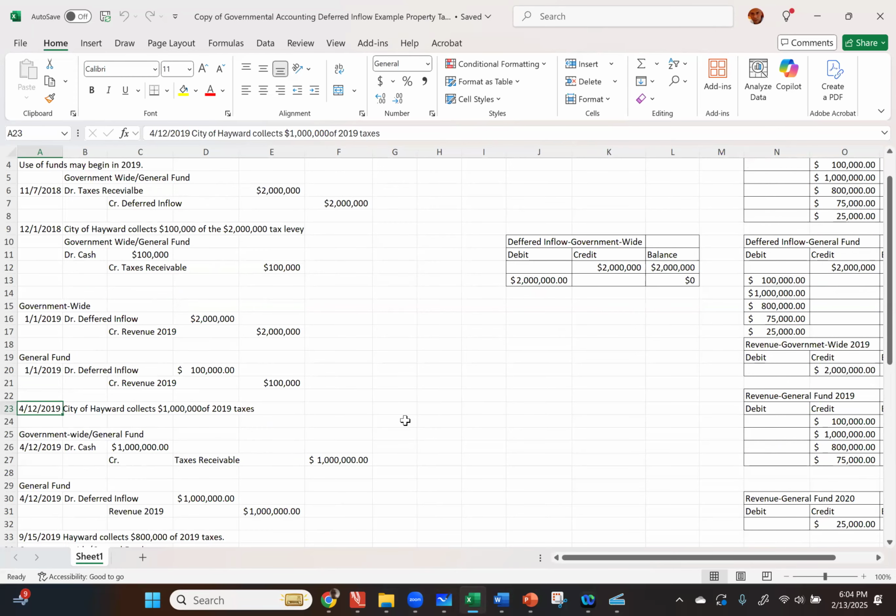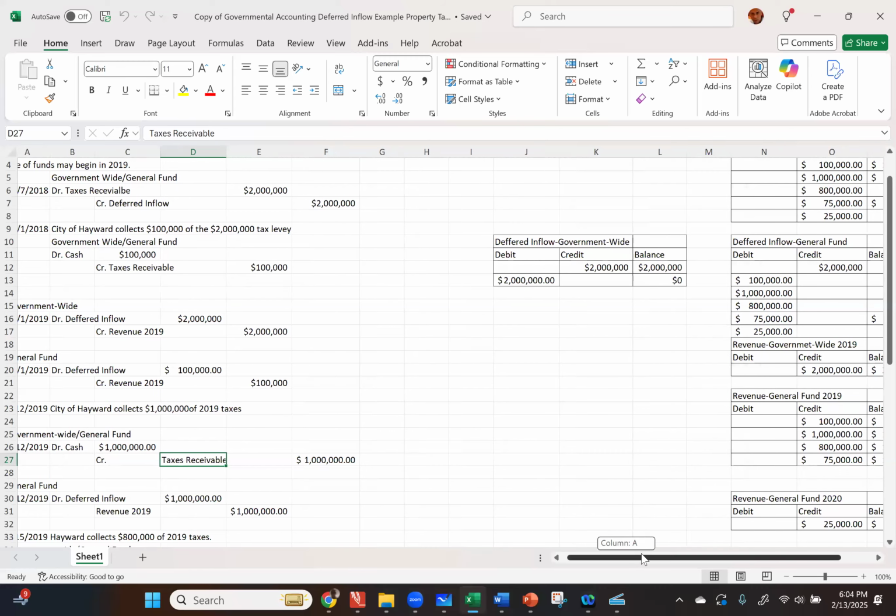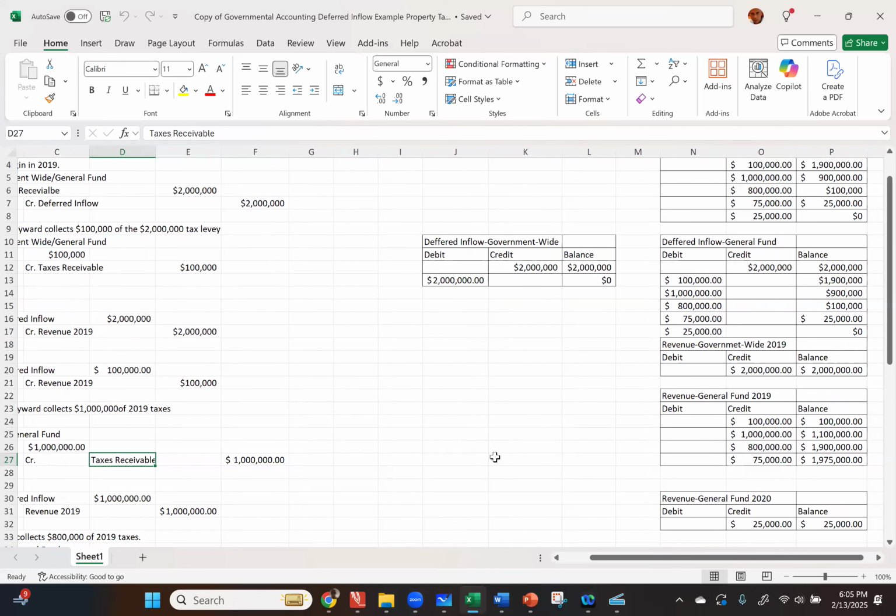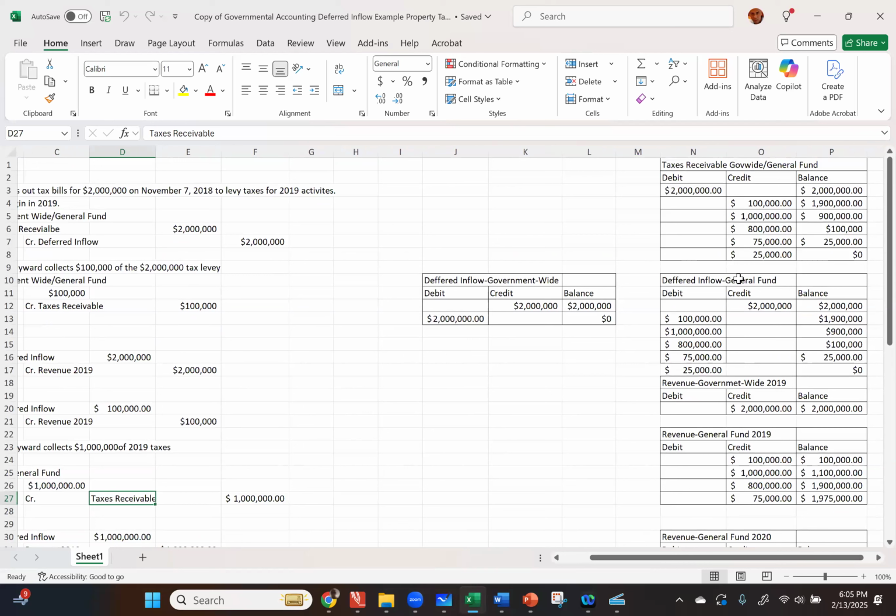So what happens? I get this $1 million on April 12th, whatever. So what do I do? I debit the cash. Again, I'm not accounting for cash. I credit the tax receivable. Okay, my tax is receivable. And again, that tax receivable now would be the same for both the government-wide and the general fund. Debit cash, government-wide, cash, general fund, credit the receivable. So now I'm still expecting 900,000 to come in.